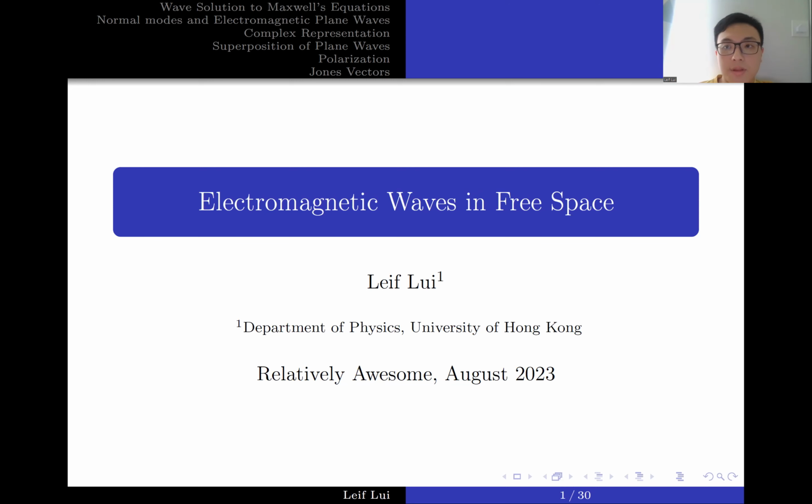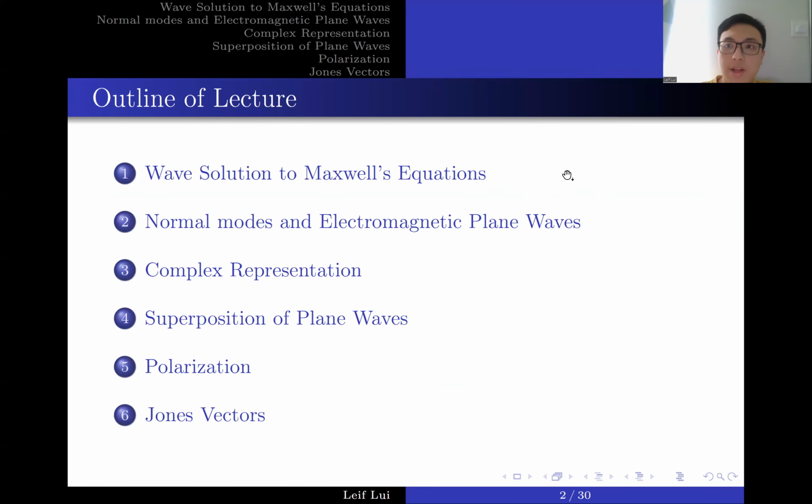And since this video is on classical and quantum optics, I will first talk about electromagnetic waves in free space. So let's start. The outline of this lecture is as follows. First, I will show how the Maxwell equations can yield wave solutions. Then I will talk about how normal modes yield electromagnetic plane waves, and how these plane waves are solutions to the Maxwell equations. Then I will represent the plane waves in a more beautiful form, namely the complex representation. And then afterwards, I will talk about how we can use complex representations to superpose plane waves.